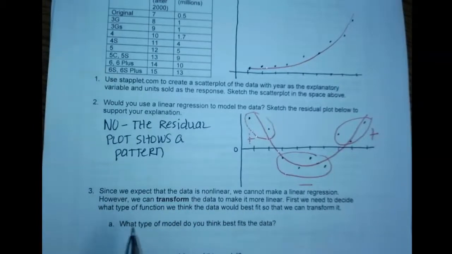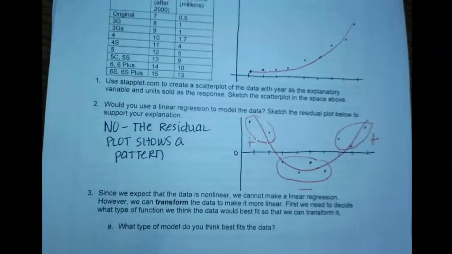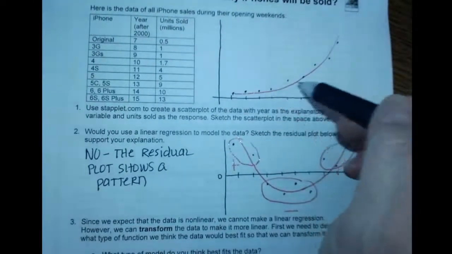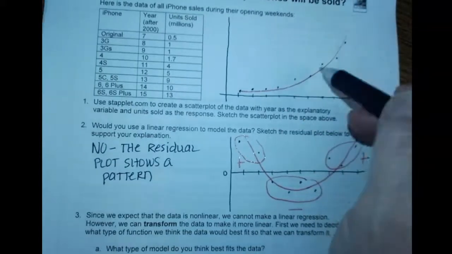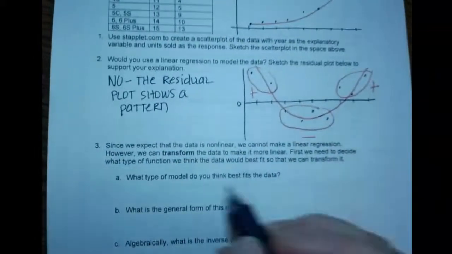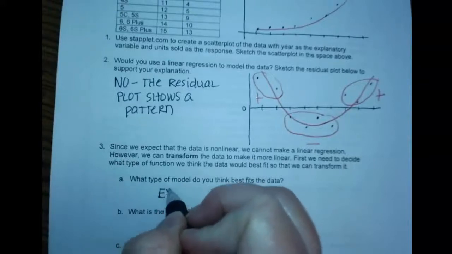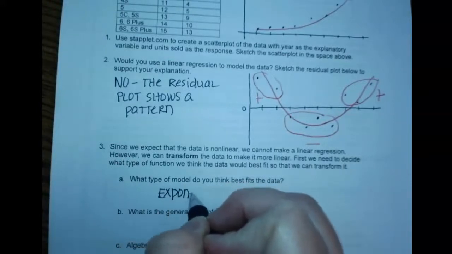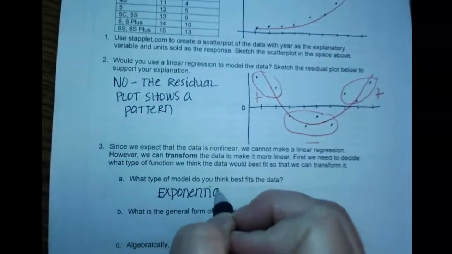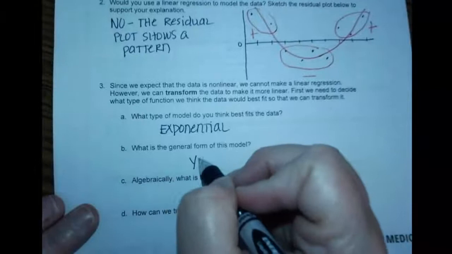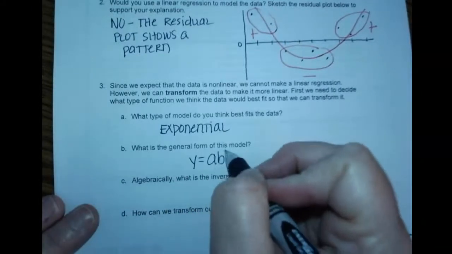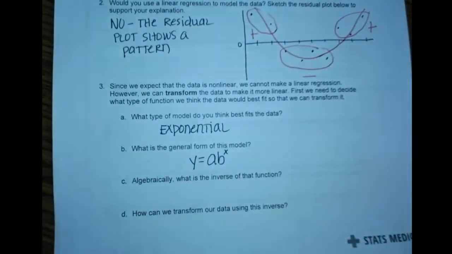First, we need to decide what type of function we think the data would best form. So this, it starts off low and then it goes up very, very quickly. This is an exponential graph. So we're going to say exponential here. Now your general form of an exponential is y equals a times b raised to the x. It's not something I'm expecting you to have remembered, but that's the general form of an exponential function.